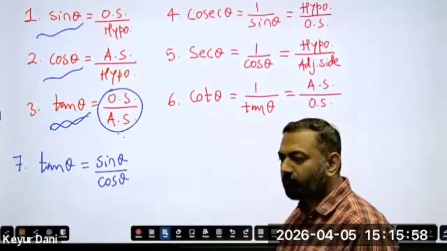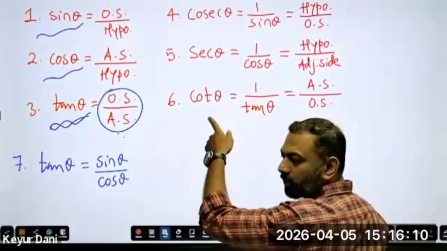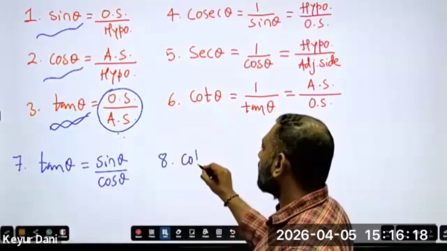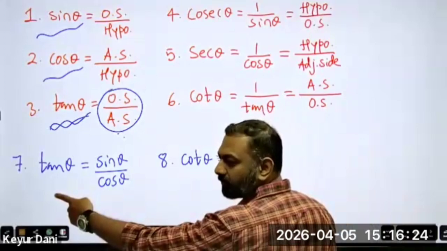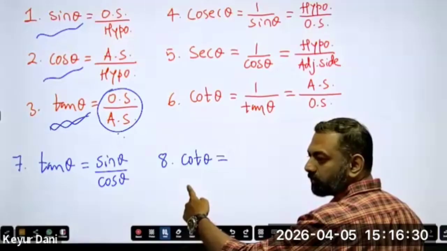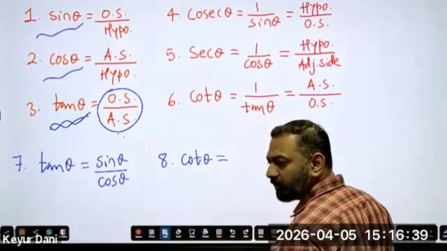Now cot theta was the reciprocal of what? The tan theta. Correct. So cot theta was 1 upon tan theta. So cot theta was the reciprocal of tan theta. Am I right? Yeah. So if tan theta is sine theta upon cos theta, then what will be cot theta? Cot is the reciprocal of tan. Tan is sine upon cos. Then what will be cot? It is the reciprocal here. So sine upon cos will become cos upon sine.